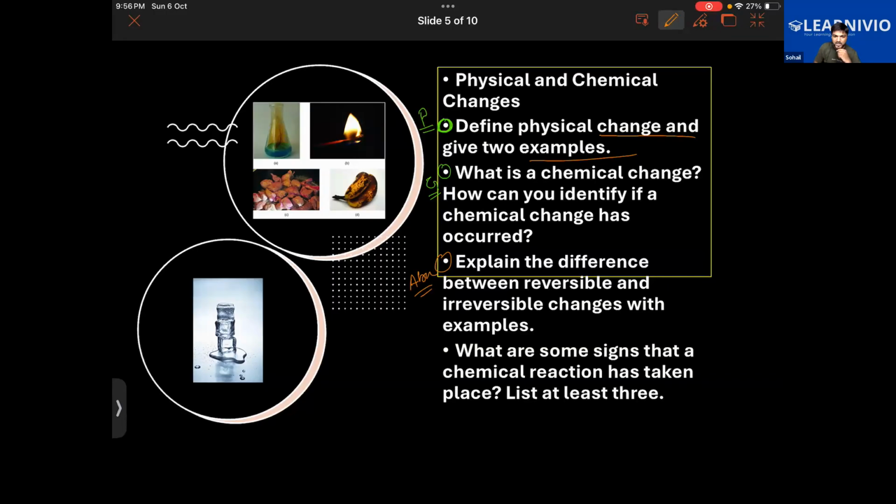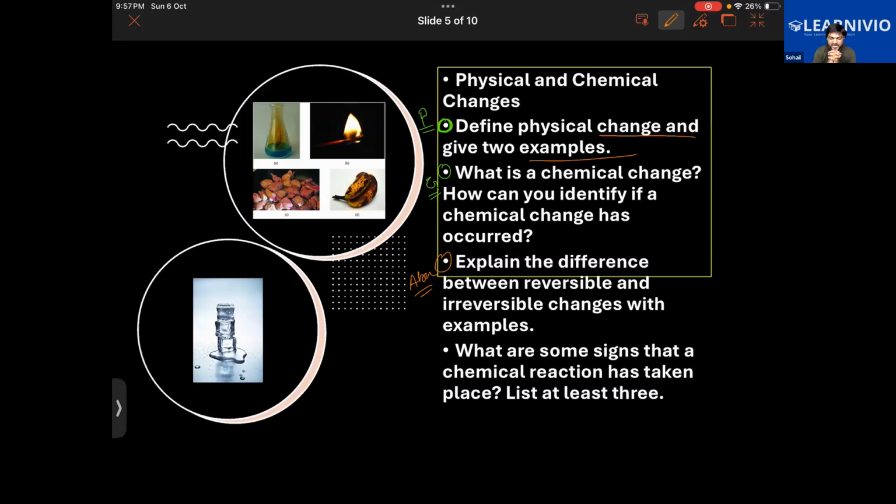Okay. Abu Bakr, you continue with this. Explain the difference between reversible and irreversible changes with some examples. I guess you can hear me? Yes, sir. Irreversible change is rusting of iron, and a reversible change is melting of ice. Good.